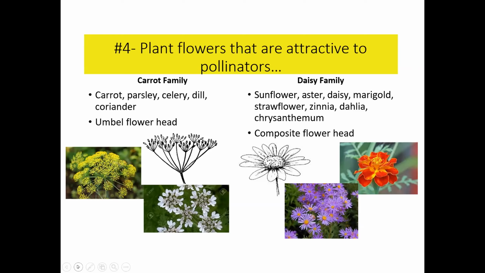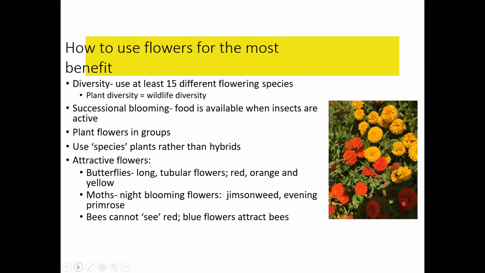Flowers in the daisy family have what's called a composite flower head. So you've got this little button in the center and these ray flowers around the outside. So sunflowers, asters, marigolds. This is our native New York aster on the bottom. These shapes tend to be very attractive to pollinators. So there are a lot of ways you can use flowers for the most benefit.